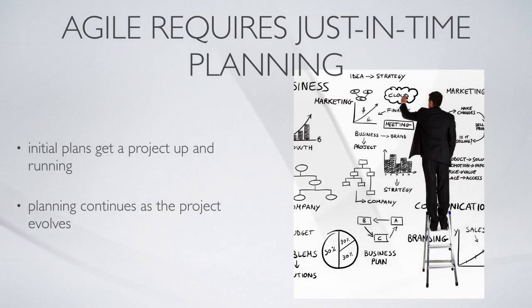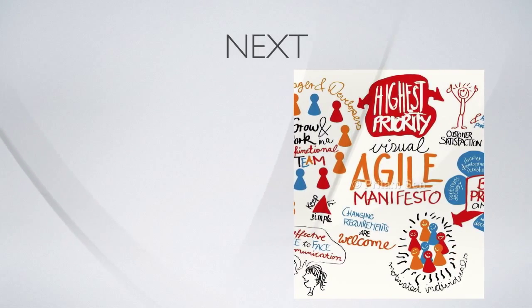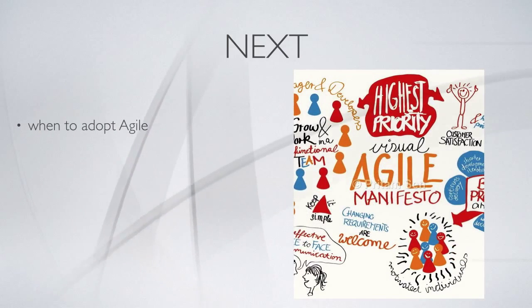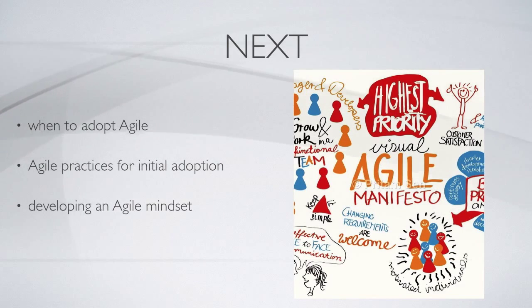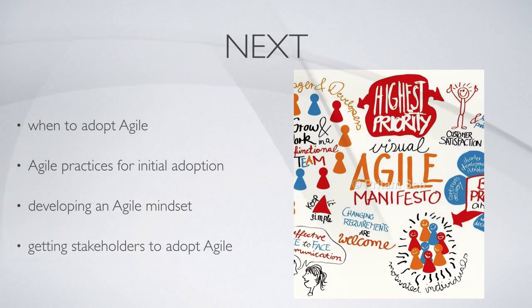This introduction helped you understand what agile is and how agile works. Next sections will cover when to adopt agile, agile practices for initial adoption, developing an agile mindset, and getting stakeholders to adopt agile. So you will learn about agile implementation and about agile as a project management methodology.